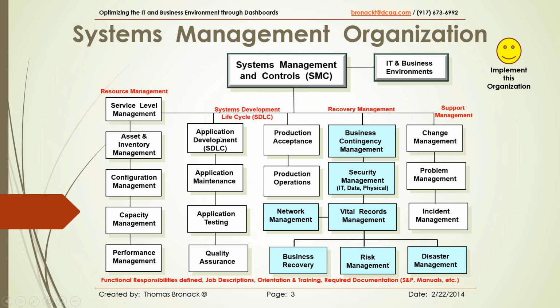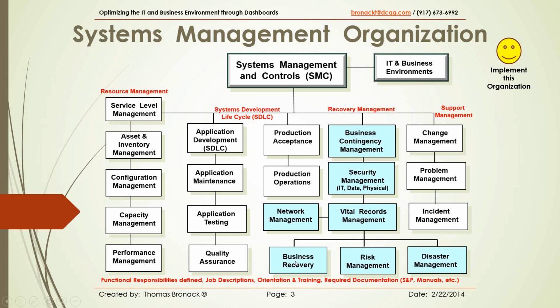The system development lifecycle has to do with application development or maintenance, application testing, quality assurance, production acceptance, and production. Business recovery. The business continuity management is the top level that executive management has to work with. Security management has to protect the assets. Vital records management performs the functions for data processing, backup, and recovery. Network management has to do with encryption over the network and safeguarding the data transmissions.